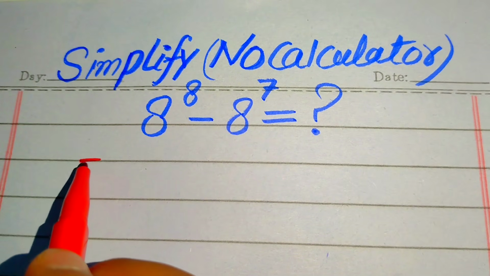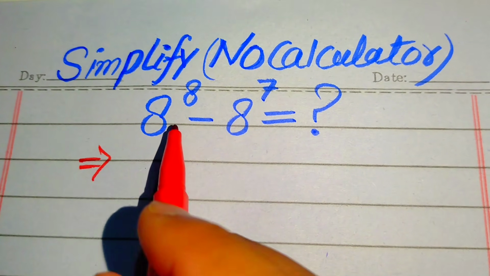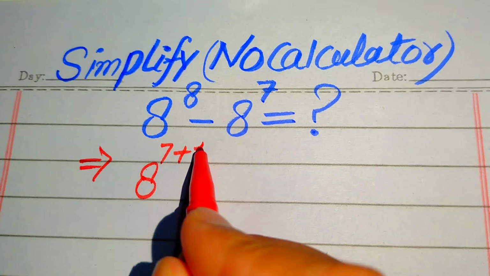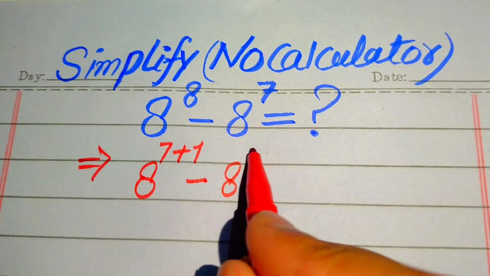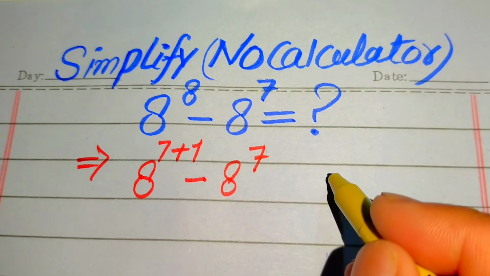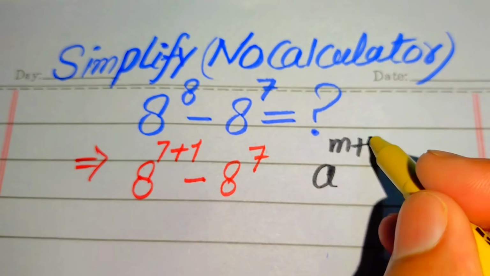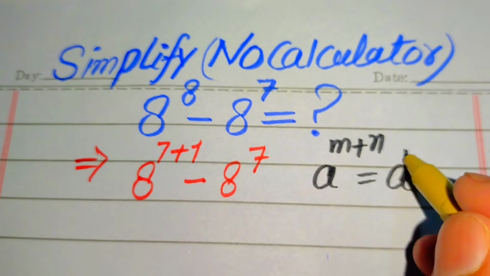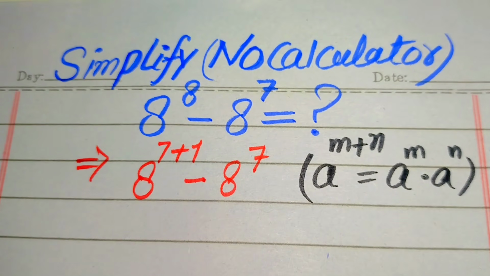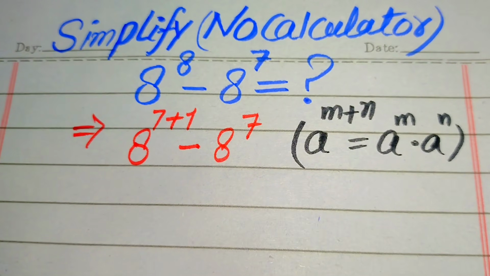So here first we rewrite this expression as 8 to the power of 8, and we write this 8 as 7 plus 1, minus 8 to the power of 7. Here we use the nice exponential law. You know that a to the power of m plus n is equal to a to the power of m multiplied by a to the power of n. So according to this rule of exponents, we break this exponent in this form.